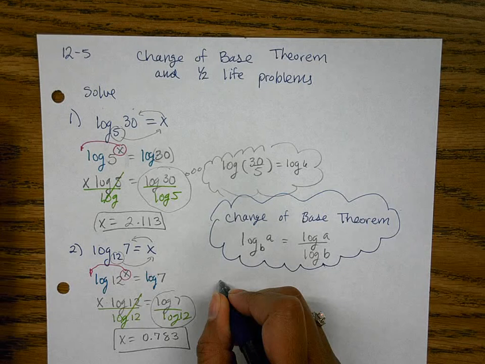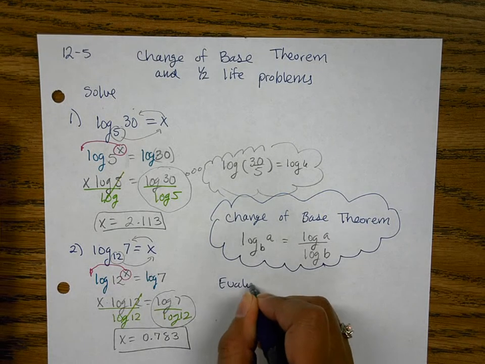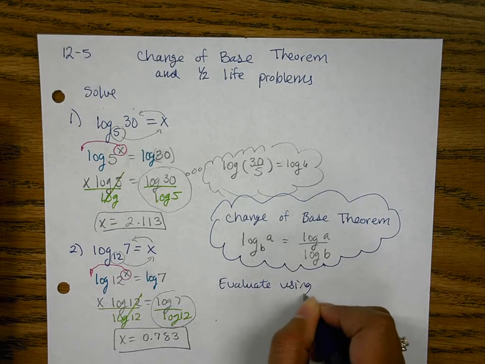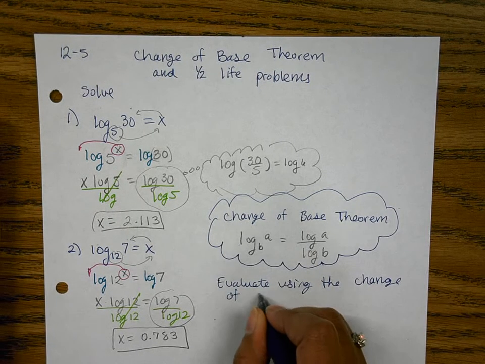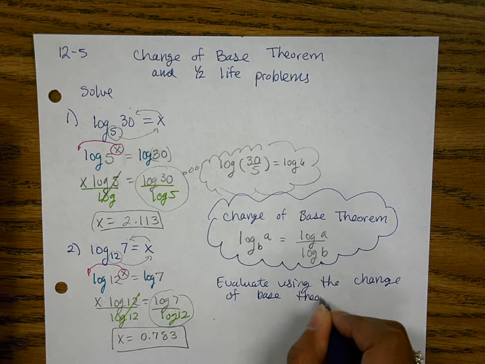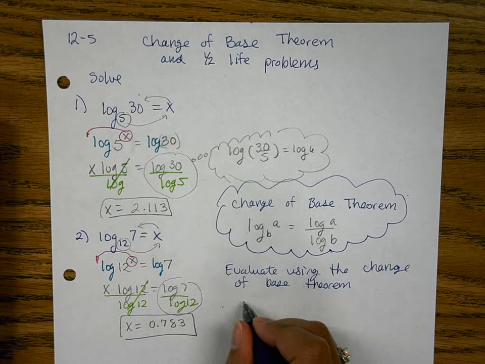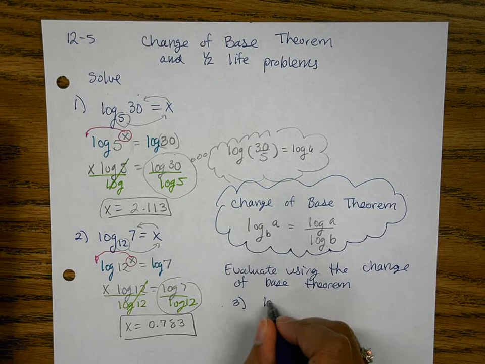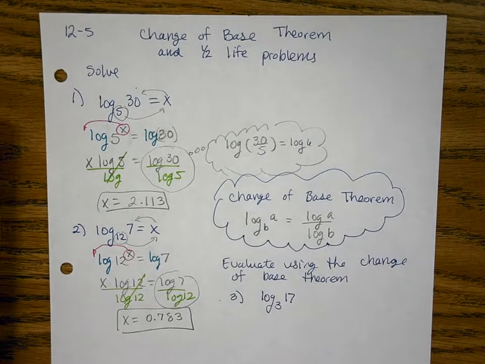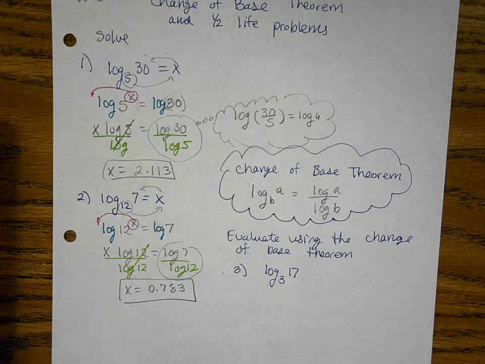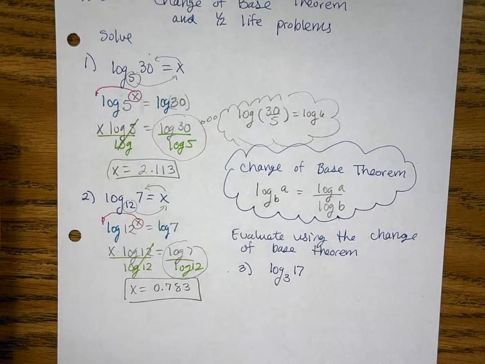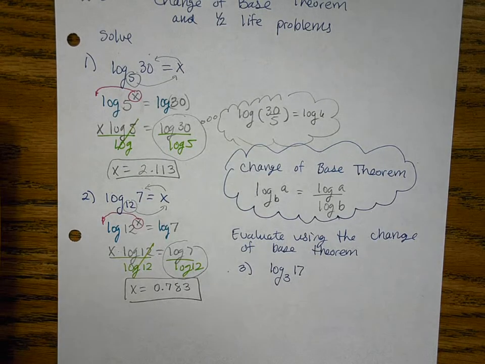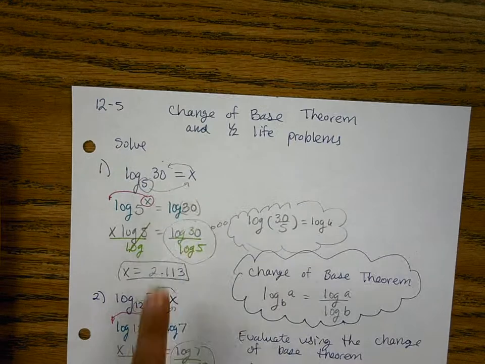All right, so how will we use this from now on? Evaluate using the change of base theorem. Log base 3 of 17. Okay, do you see how there is no x? Now, if you wanted to, if it didn't say this up here and it just said evaluate, if you wanted to, you could rewrite it as 3 to the x equals 17.